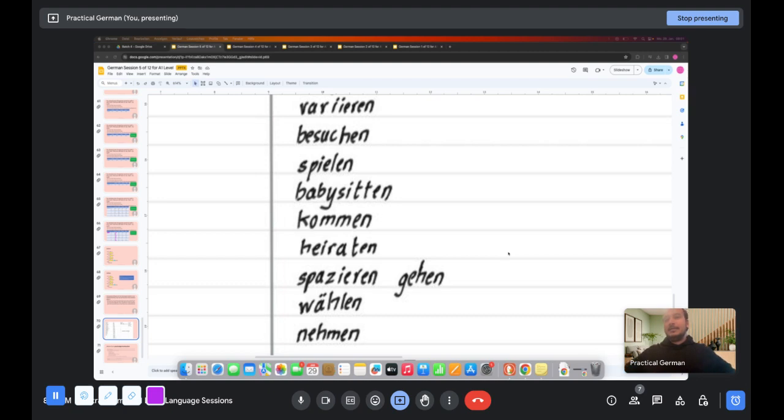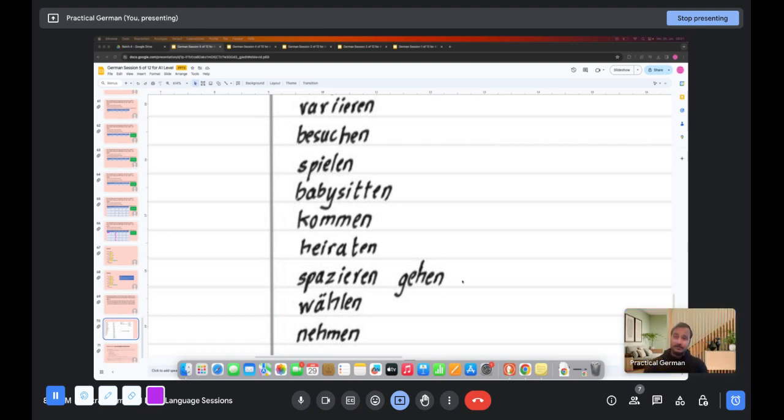Spazieren gehen. Okay, this is not really higher level, but here you are using two verbs and none of them is a modal verb. So it's actually ich gehe spazieren. So I go on a walk, a leisurely walk. You are walking in a park. Okay. Wählen.